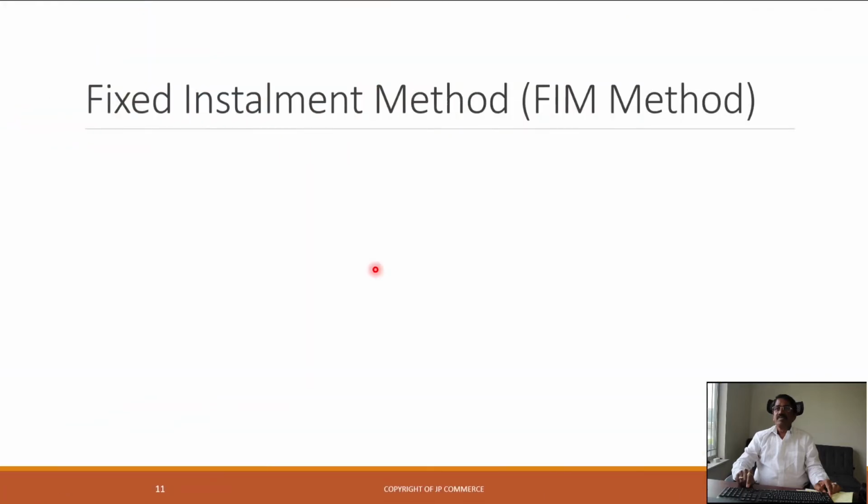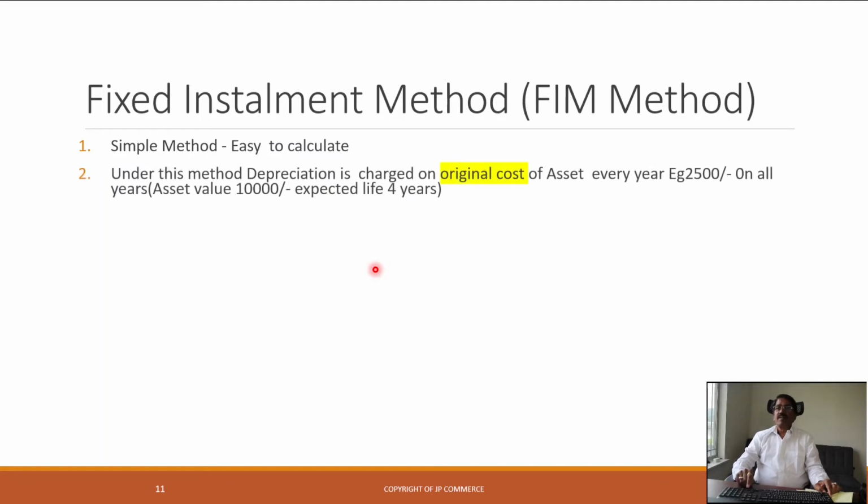Now, what is the fixed installment method? This method is so simple and very easy to calculate. Under this method, depreciation is charged every year on the original cost of the asset. So what is the original cost of the asset? It means not only the purchase price, but it should also include freight, installation, transportation or erection charges. When the percent is given, the depreciation amount is uniform throughout the lifespan of the asset.